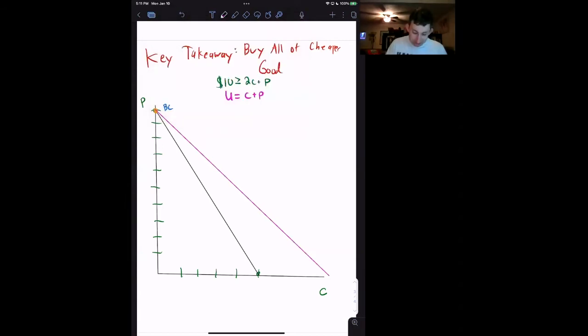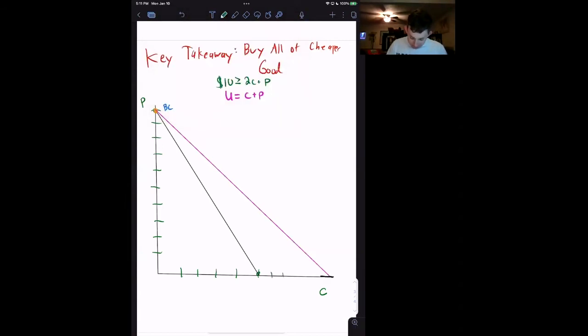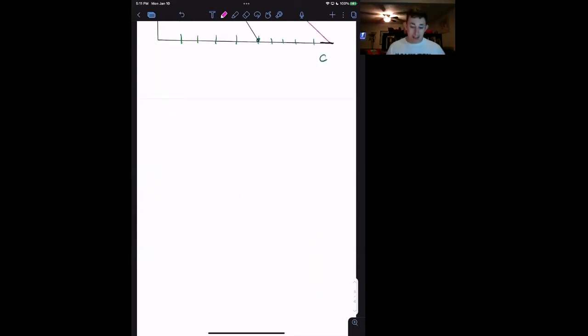So let's extend this axis a little bit. 6, 7, 8, 9, 10. This pink line is my indifference curve for utility of 10, because if I have 10 Pepsis, according to this utility function, my utility is 10. Now let's think about a slightly different scenario.